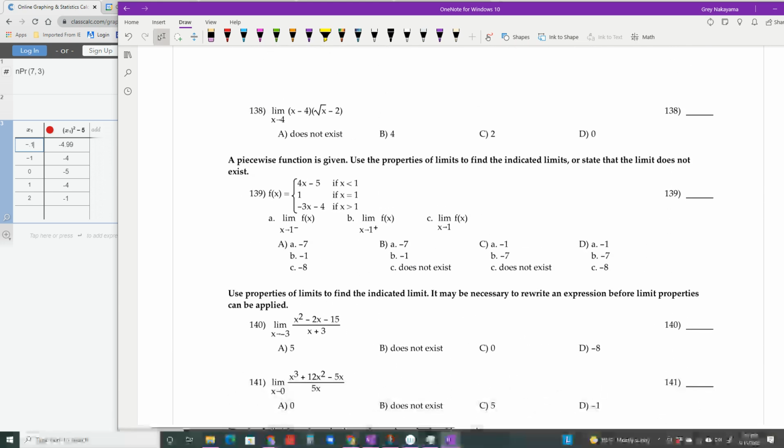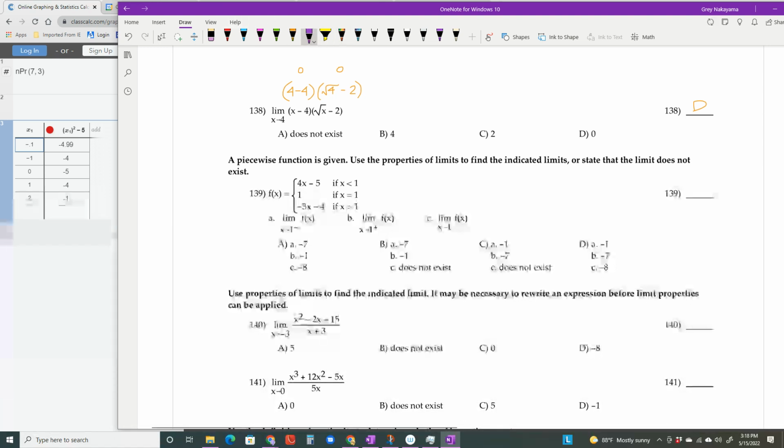All right, 138. Okay, all you have to do is plug in 4. So this is going to be 4 minus 4. And this is going to be the square root of 4 minus 2. Well, this one is 0, and that one is 0, and 0 times 0 is 0. So your answer is D.